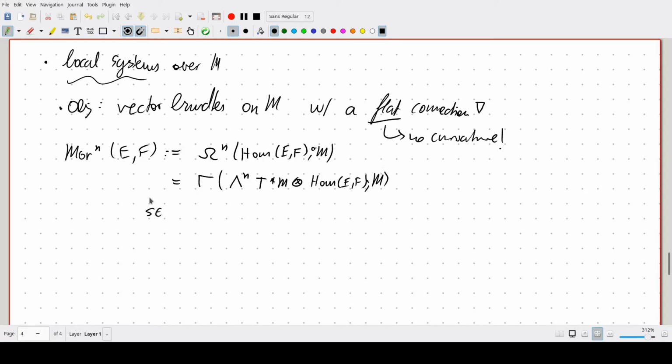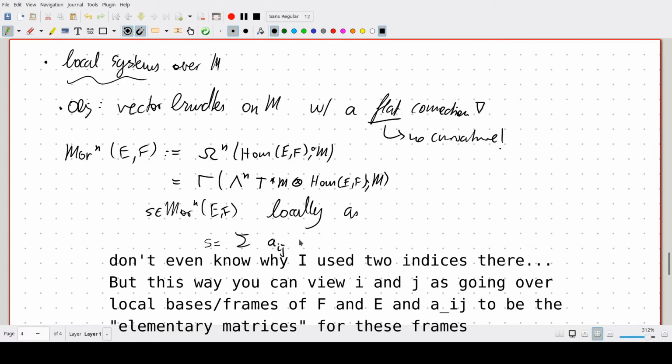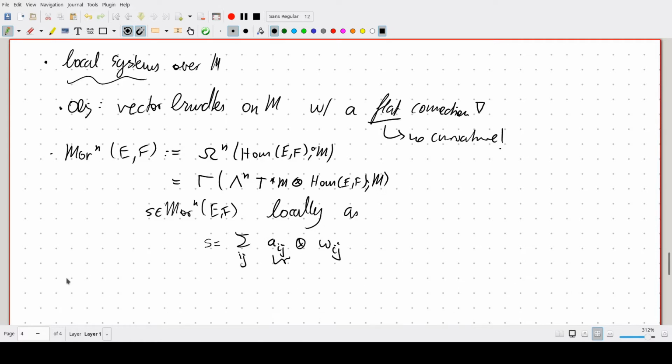Meaning that we can write every element of this Hom set locally as the sum of aij tensor omega ij, where aij is some sort of linear map and omega ij is some sort of n form. And we have a composition operation on there.